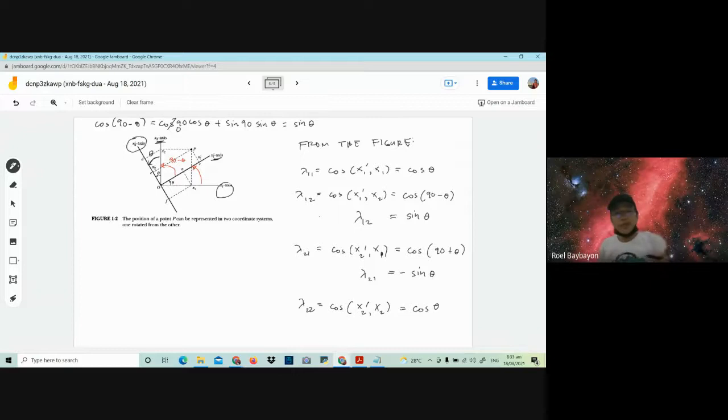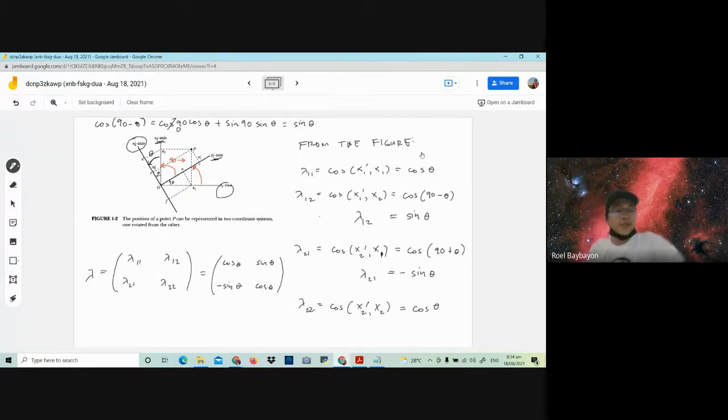Okay, so we now know the direction cosines. We now know lambda 1,1, lambda 1,2, lambda 2,1, and lambda 2,2, and that is equal to cosine theta, sine theta, minus sine theta, and cosine theta. So we can write lambda ij in terms of a matrix. I can write it as a matrix: lambda 1,1, lambda 1,2, lambda 2,1, and lambda 2,2, which is equal to: lambda 1,1 is cosine theta, this one is sine of theta, lambda 2,1 is minus sine of theta, and lambda 2,2 is equal to cosine of theta.